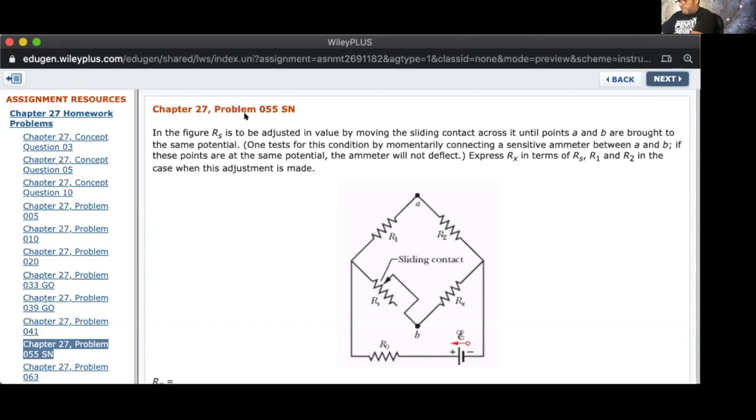All right, so let me draw a picture of the circuit, and then we will try and diagnose this circuit. What is the problem asking? In the figure, RS is to be adjusted in value by moving the sliding contact across it until points A and B are brought to the same potential. All right, so let's switch to the page.